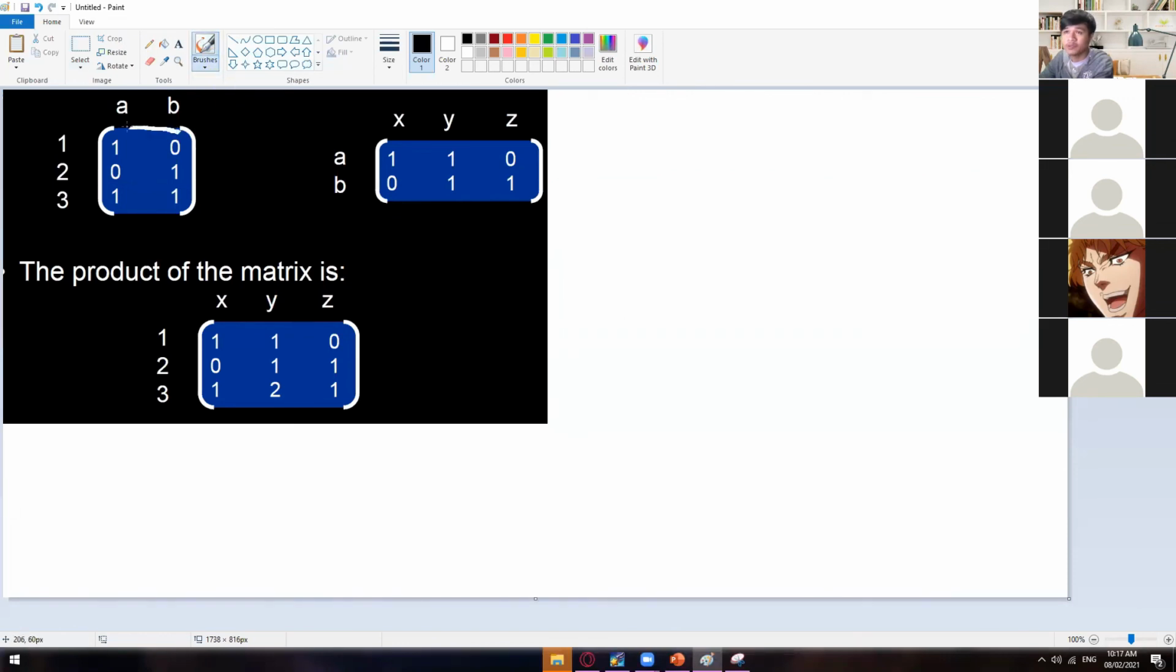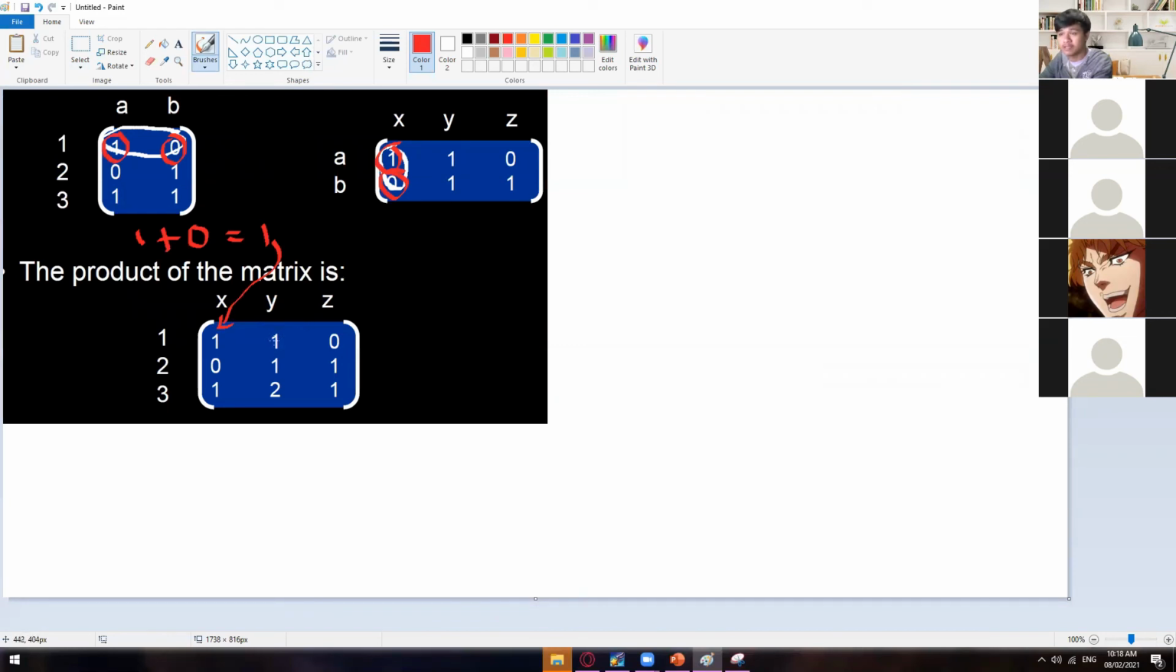So you have to multiply this row to this column. So 1 times 1 is 1 plus 0 times 0 is 0. So 1 plus 0 is equal to 1, which is now this one.